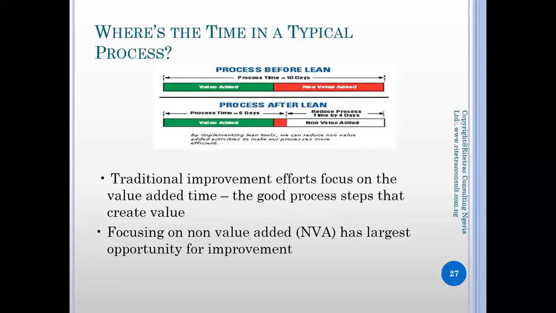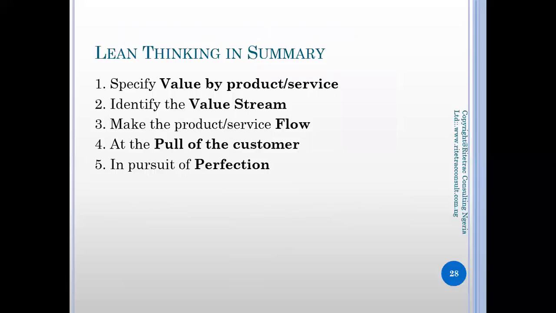Traditional improvement efforts focus on the value-added time, the good process steps that create value. Focusing on non-value-added time has the largest opportunity for improvement. Lean thinking in summary: specify value by product and service, identify the value stream, and make the product or service flow at the pull of the customer. When we say at the pull of the customer, we mean at the customer's demand before you produce, so that you don't run inventory, in pursuit of perfection.